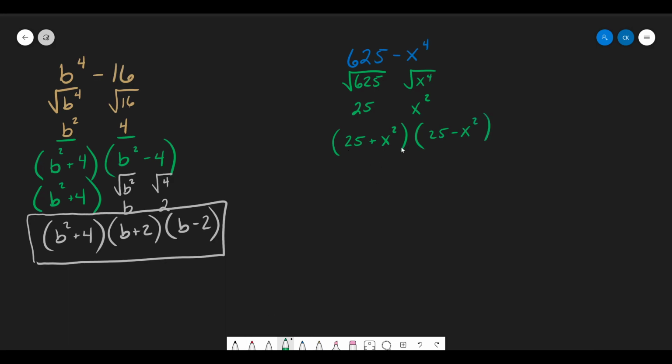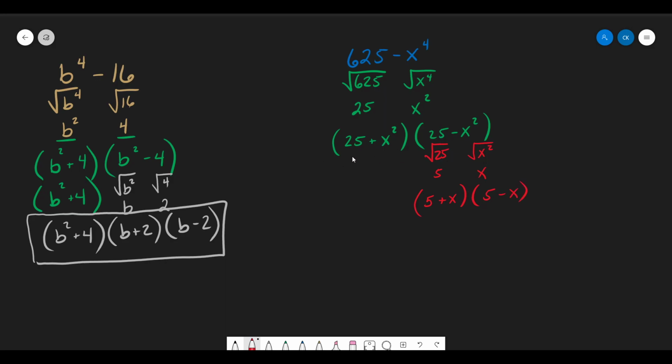But again, the first term can't be factored again because they're both positive, but my second one can. 25 is a perfect square. X squared is a perfect square. They have a minus, so I can factor this one more time. The square root of 25 is 5. The square root of x squared is x. So this second parenthesis can be factored once more to be 5 plus x, 5 minus x.